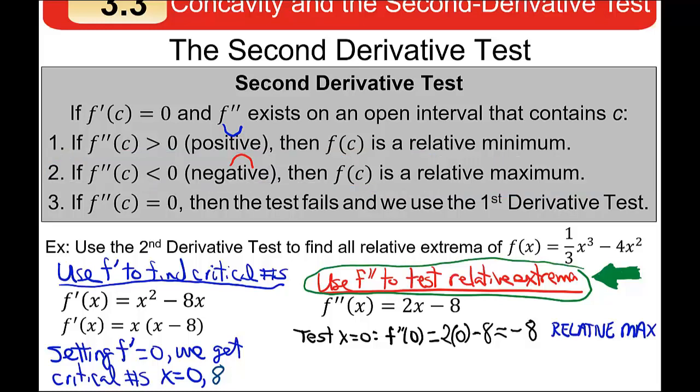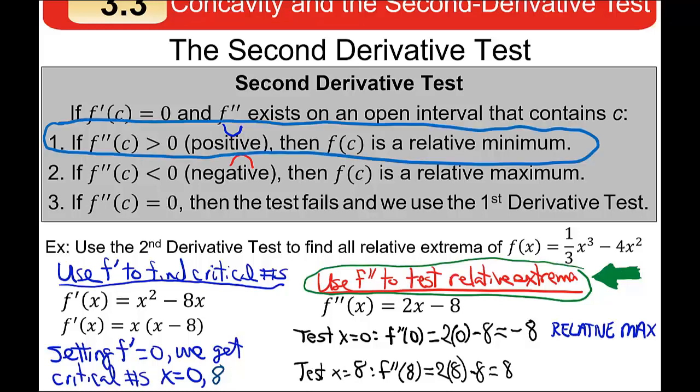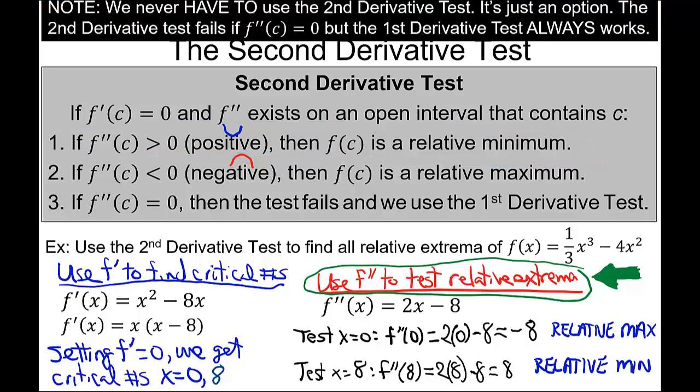Then we do the same thing with the second critical number, which is 8. Plug 8 into the second derivative. That tells us the concavity is positive because we come up with an 8. That's a positive number. The second derivative test says if the second derivative is positive, then you found a relative minimum. It really is just that simple as long as the test works. If it doesn't work, you have to go to the first derivative test. And you can choose to always use the first derivative test. The second derivative test is just an option.